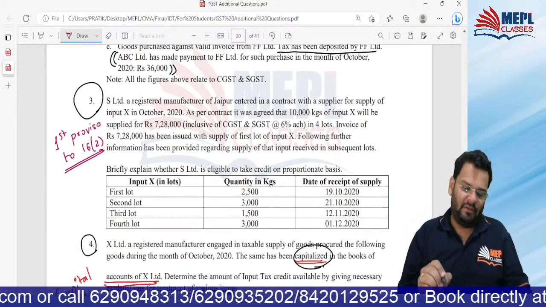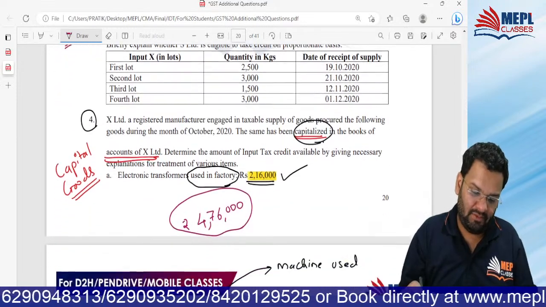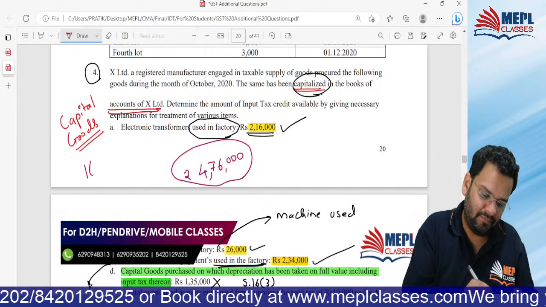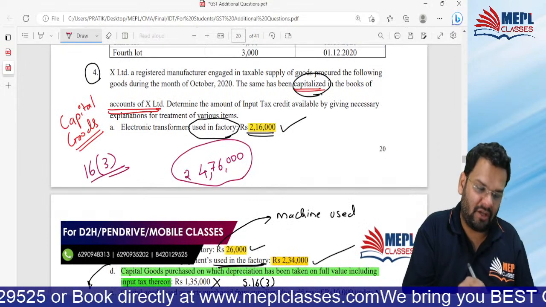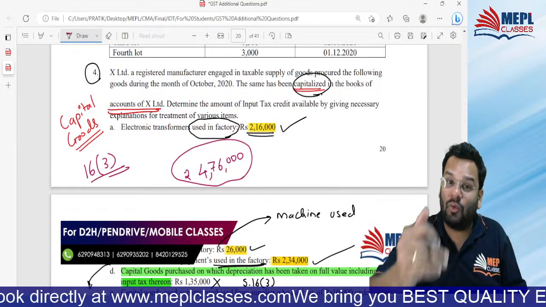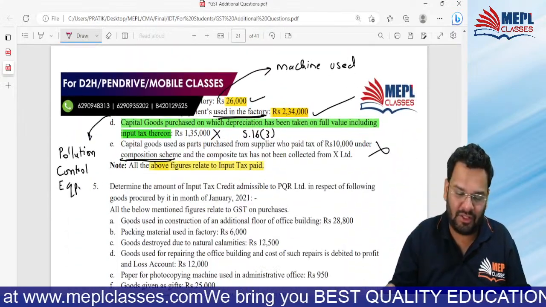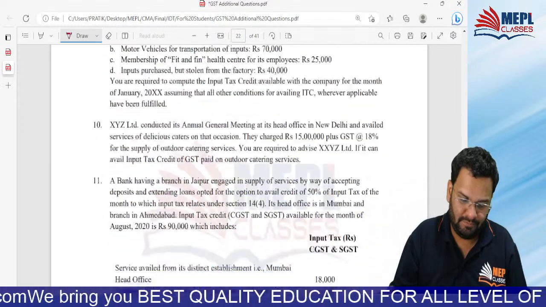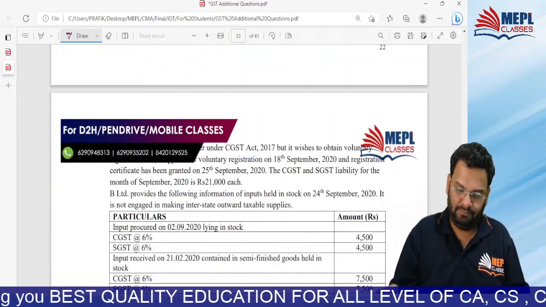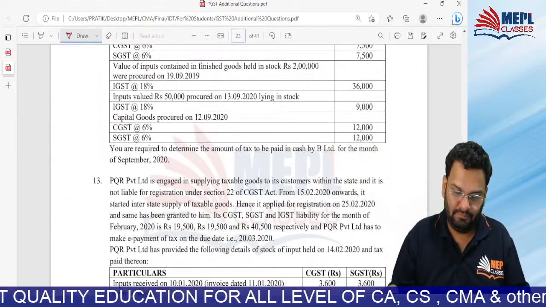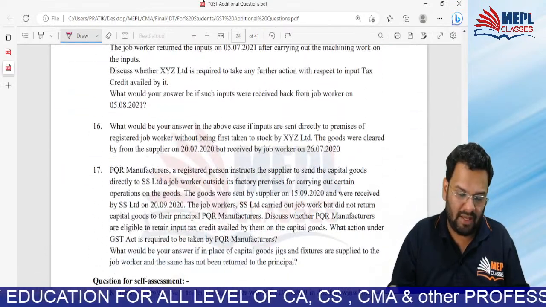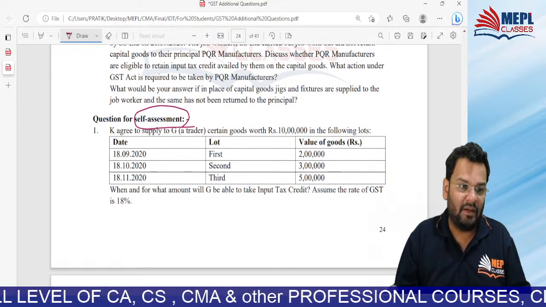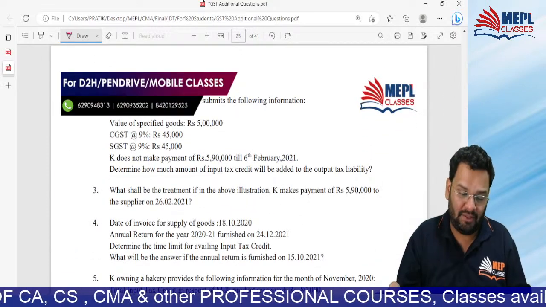Then this question was on 16.3. So check. Now on proviso number 2 and 3, the question is pending. Let's do that. So go to the questions for self-assessment.